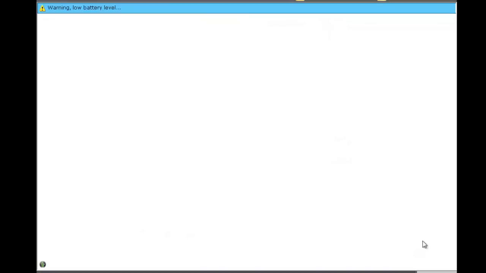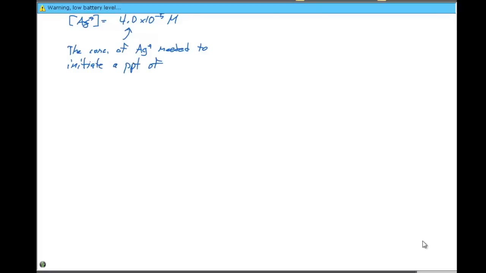If we go through now and calculate our silver plus concentration for the case of the silver carbonate, we get 4.0 times 10 to the minus 5 molar. When we calculate a value, especially in solubility problems, we want to say exactly what this concentration is. This concentration right here is the concentration of Ag plus needed to initiate a precipitate of Ag2CO3 when 0.005 molar CO3 2- ions are present.